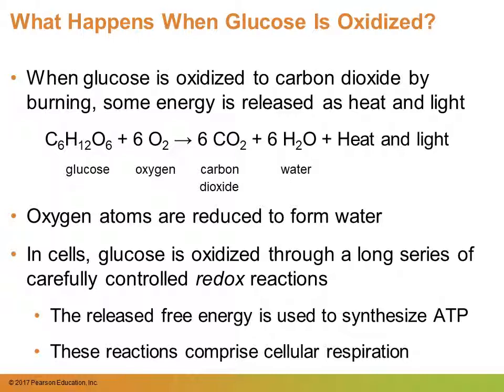I love this formula. Glucose, C6H12O6, in the presence of oxygen produces CO2, water, and energy in the form of heat and light. So oxygen atoms are reduced to form water. So remember what reduce means. Do we accept or lose electrons? You're right. We accept electrons. So at the very, very end, we're going to see that oxygen, the terminal electron acceptor, is going to accept protons and electrons and form water.